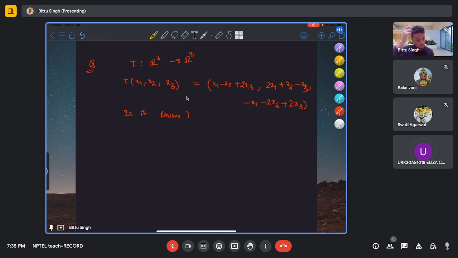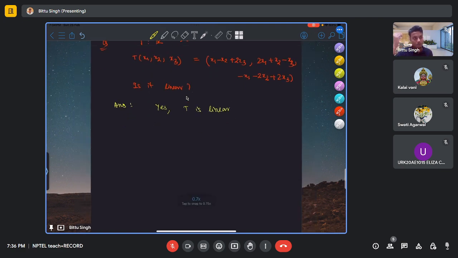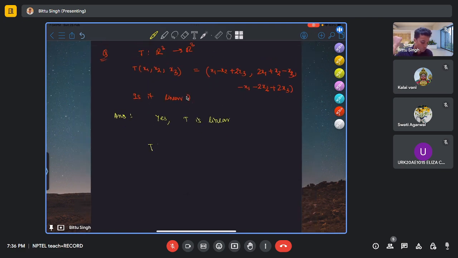So here also you can write the answer: yes, T is linear. How can you check that? Let us see. The coordinates x1, x2, x3 are the same as the vector (x1, x2, x3). Under T, this goes to (x1 minus x2 plus 2x3, 2x1 plus x2 minus x3, minus x1 minus 2x2 plus 2x3).